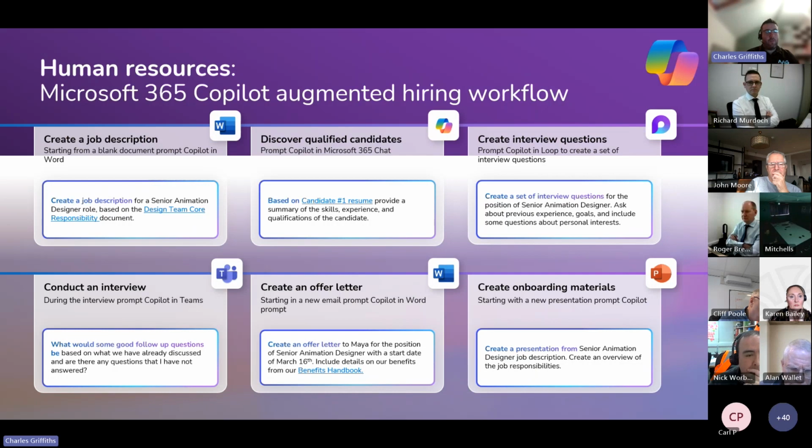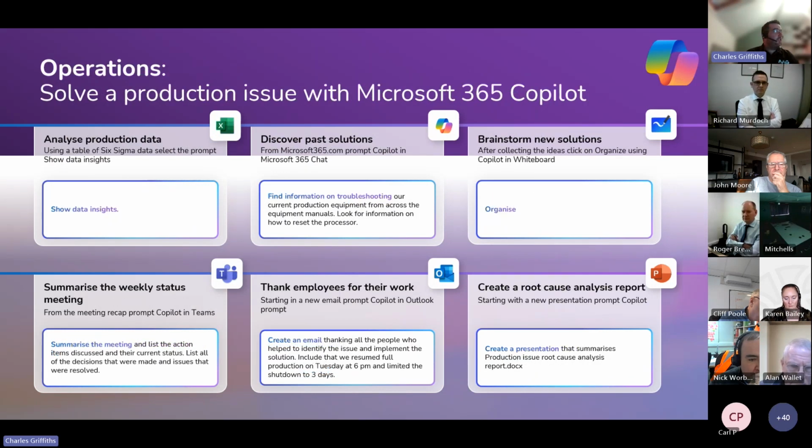So you can start to see some of the things that go through operations: analyzing data, summarizing the weekly status meeting, thanking employees for their work, and creating content for you, being able to do this much quicker and much easier. There's also Whiteboard, a pretty underutilized application within Microsoft 365. Suddenly it becomes really usable with Copilot, and if we get time, I'll show you some examples of that as well.